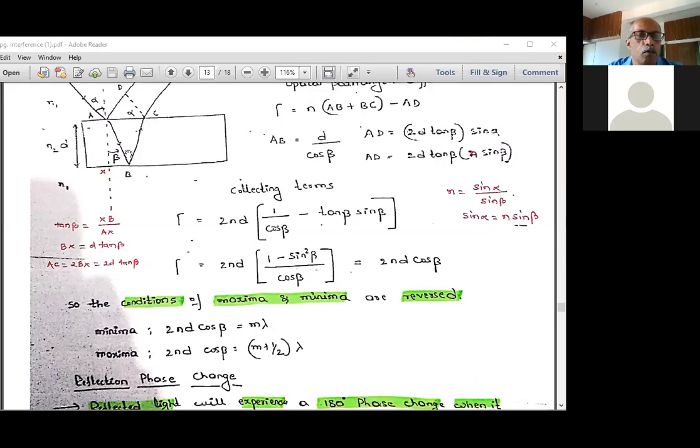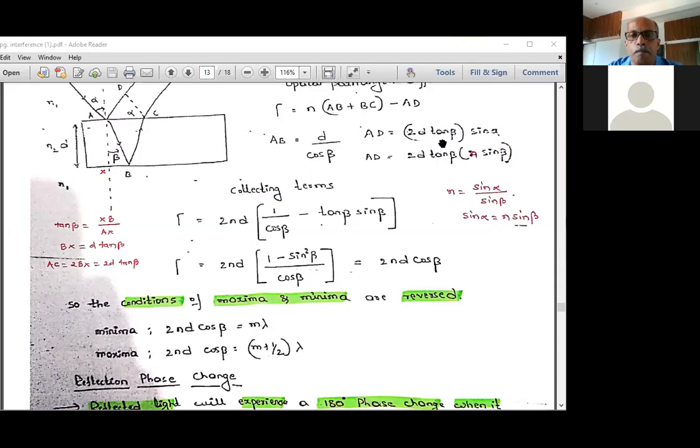2d tan beta is AC. Now, in this triangle ACD, sin alpha is opposite by hypotenuse. Opposite is AD. Sin alpha is AD divided by AC. Therefore, AD is equal to AC into sin alpha, but AC is 2d tan beta.